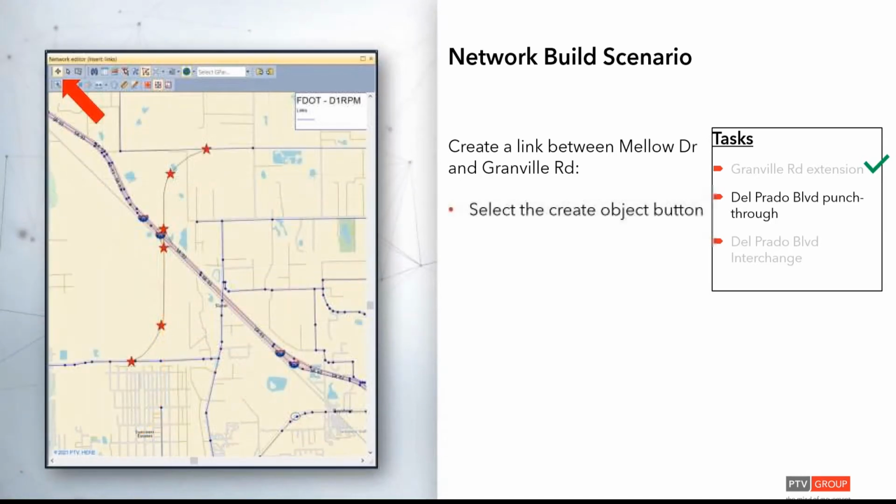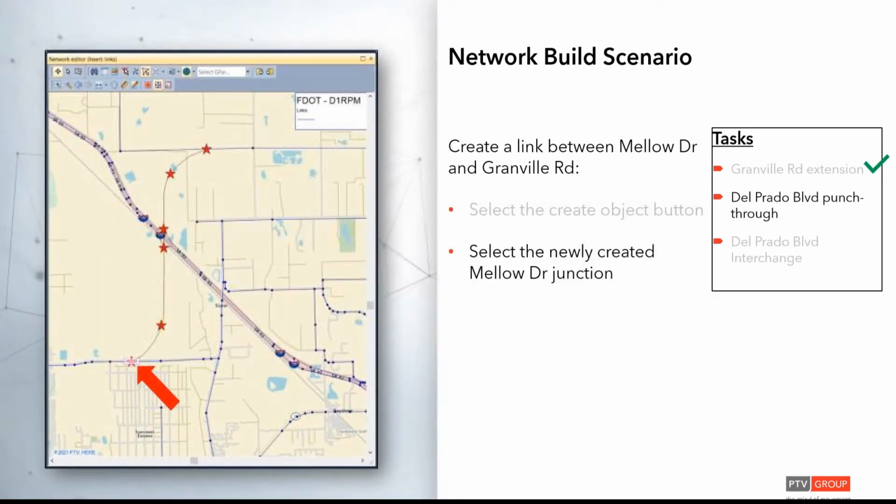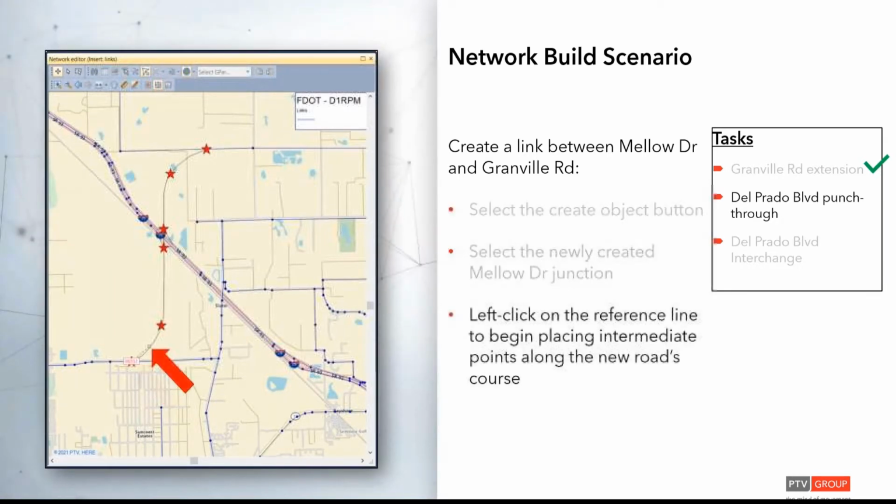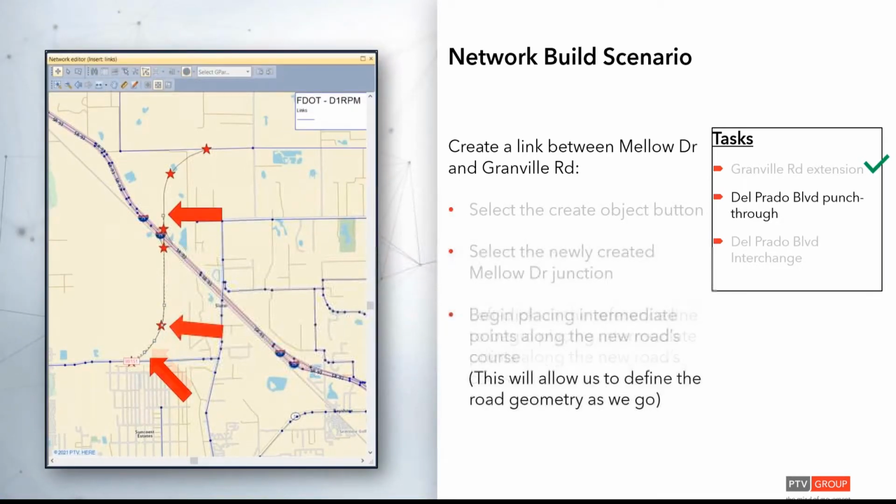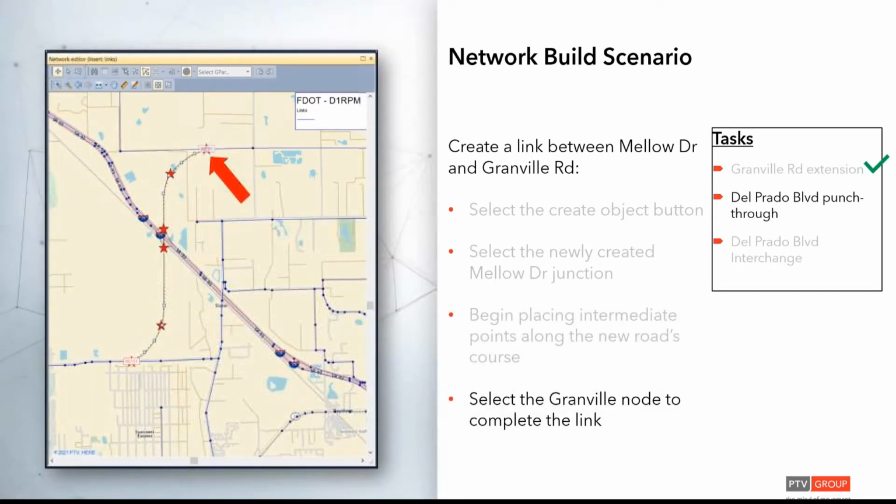But in this case, when we add the link, instead of just clicking on one node and then immediately clicking on the destination node, we're going to click at intermediate points to add spline points to the network, where we can draw the geometry as we go. That way we get that nice shape of the link that we want.